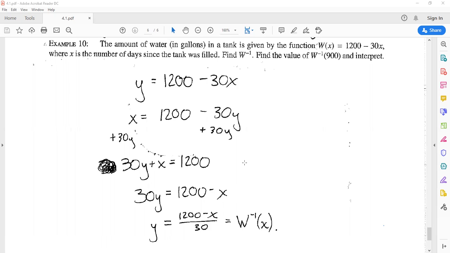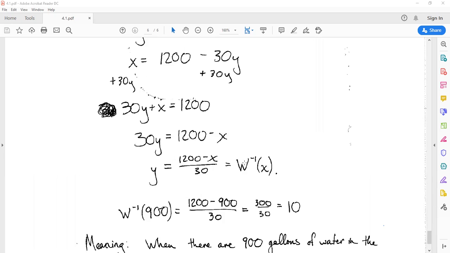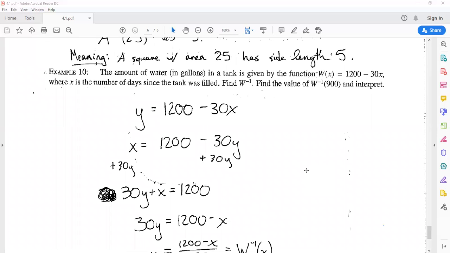Okay. And so what is w inverse of 900? Well, let's see. We'll get (1200 minus 900) over 30. That's 300 over 30, which is 10. 10 what? Well, let's see. 10 days, I think, right? The inputs of w are days, and the outputs of w are gallons. That means that the inputs of w inverse are gallons of water, and the outputs of w inverse are the number of days since the tank was filled.